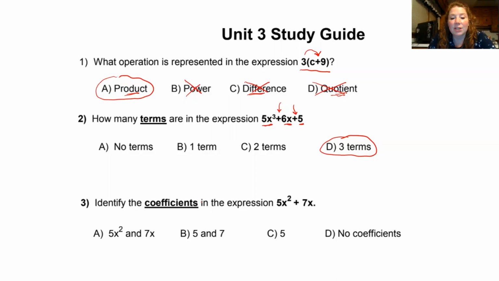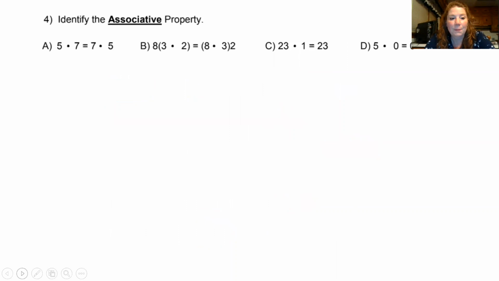Number 3, identify the coefficients in the expression. A coefficient is a leading number that's multiplied by a variable. So 5 is being multiplied by x squared, so 5 is the coefficient. And 7 is being multiplied by x, so 7 is also a coefficient. The coefficients do not include variables. So we're looking at just the 2 numbers 5 and 7, which means B is the correct answer.